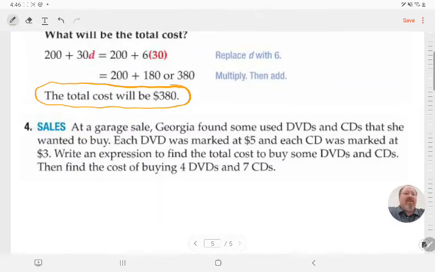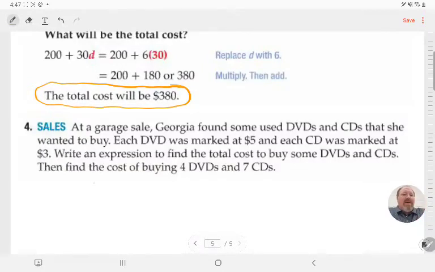All right, let's see how you did. It says at a garage sale, Georgia found some used DVDs and CDs that she wanted to buy. Each DVD was marked at $5 and each CD was marked at $3. Write an expression to find the total cost to buy some DVDs and CDs. Then find the cost of buying 4 DVDs and 7 CDs. So the first thing we want to do is to come up with an expression that would work.